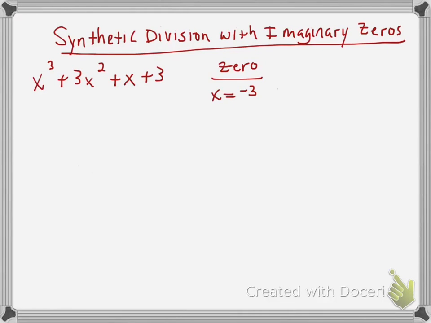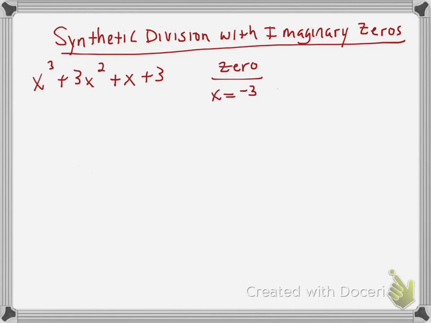Alright, so this video is going to be about synthetic division with imaginary zeros. Basically, when we solve using synthetic division, we're going to get imaginary zeros. Now remember, if I don't give you a zero, use your calculator, find one zero, and then use that to synthetically divide. And then what's left over is what you're going to have to use to solve the remaining zeros.